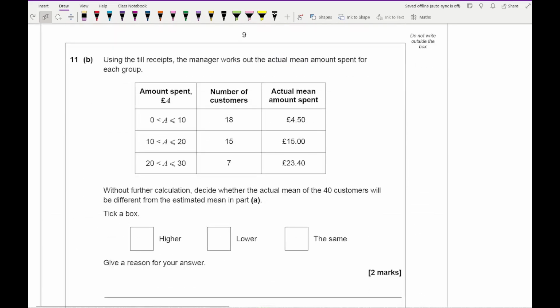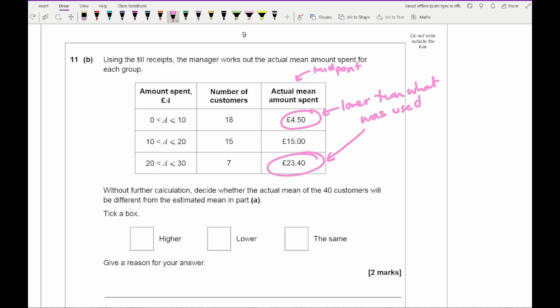Moving on to 11b, it says using the till receipts, the manager works out the actual mean amount spent for each group, and it says, without further calculation, determine whether the actual mean of the 40 customers will be different to the estimate in part a. And for this one, what we need to do is compare this column to the midpoint column. Now, as you can see, in part a, for the first row, we used £5. So as you can see, this amount here is lower than what was used. And also the same for this one, that also was lower. So that means that the answer, therefore, is going to be lower.